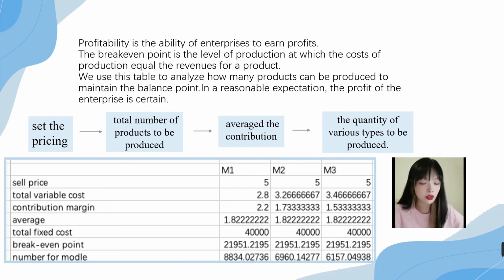We set the pricing of the three types of products at 5 and averaged the contribution margin to figure out the total number of products to be produced. Then we divide the total number of products according to the proportion of the contribution margin and finally obtain the quantity of various types to be produced.